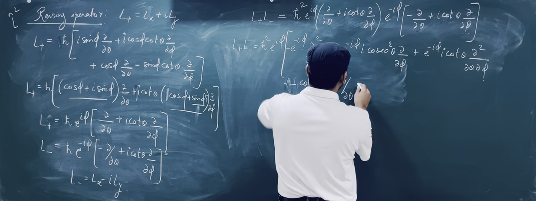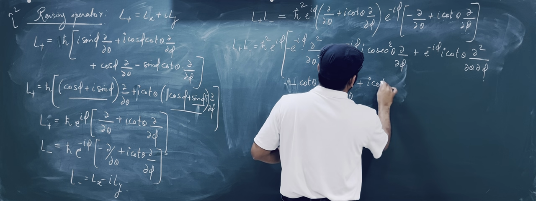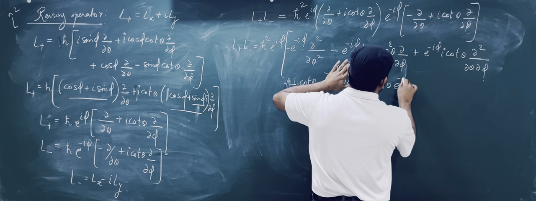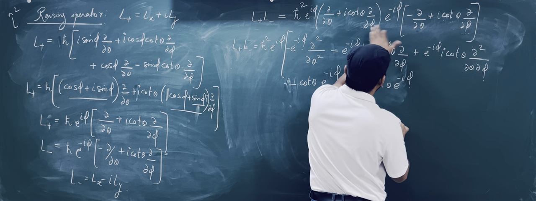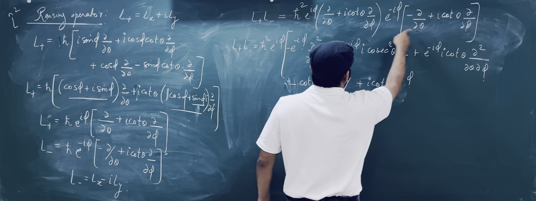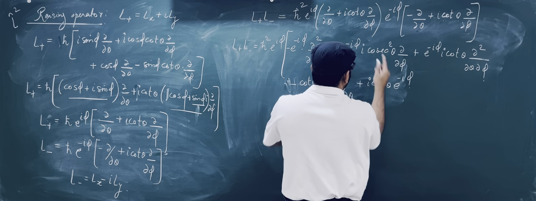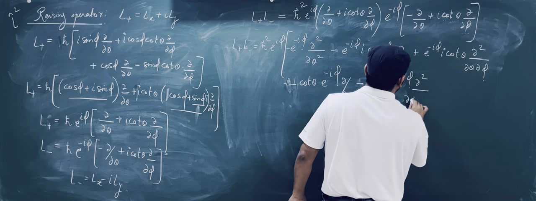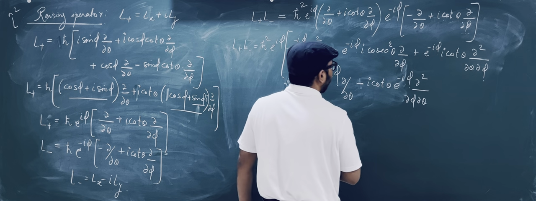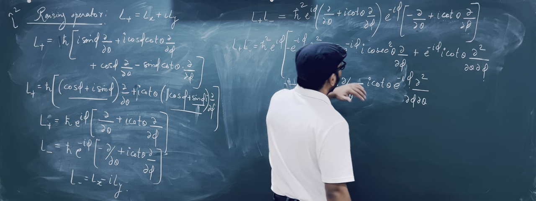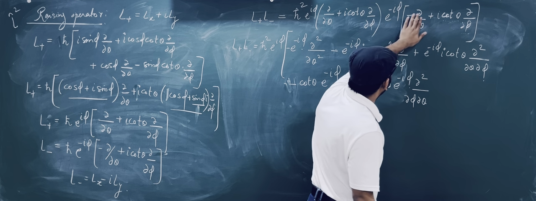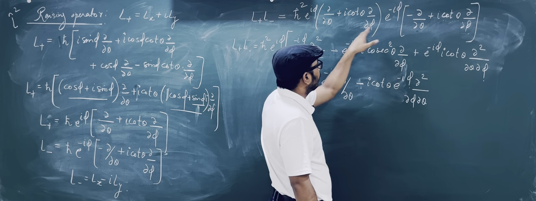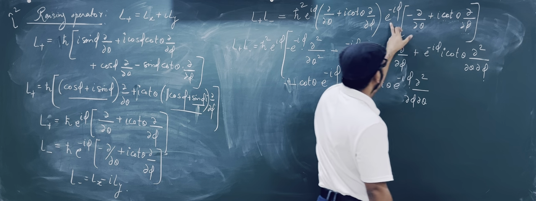Now this will be operated on this thing. Okay. So again, plus I cot of theta, and we can take e power minus I phi here, and it is operated on this. So there will be a minus sign out. So minus of del 2 over del phi del theta. Okay. Now we are done up to this term. So now we are going to operate this thing on this through this.